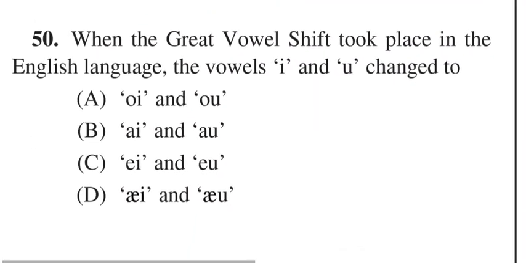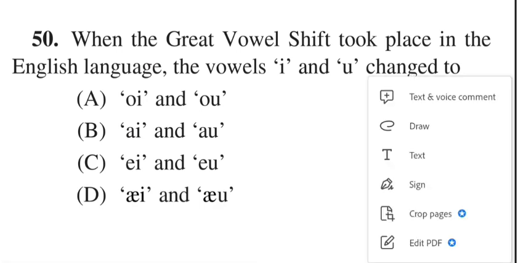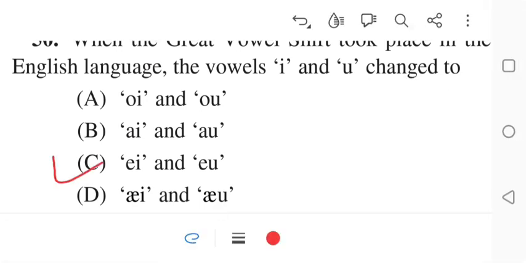Number 50 is, it says, so these all questions are related to linguistics. You have to know the basic terms, concepts related to linguistics. When the great vowel shift took place in English language, the vowel I and U changed to what? So C, I is changed to EI and U is changed to EU. Okay, this is the correct answer.